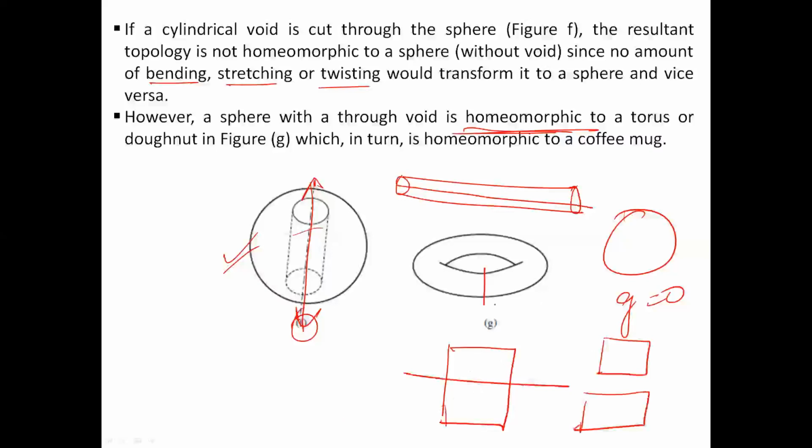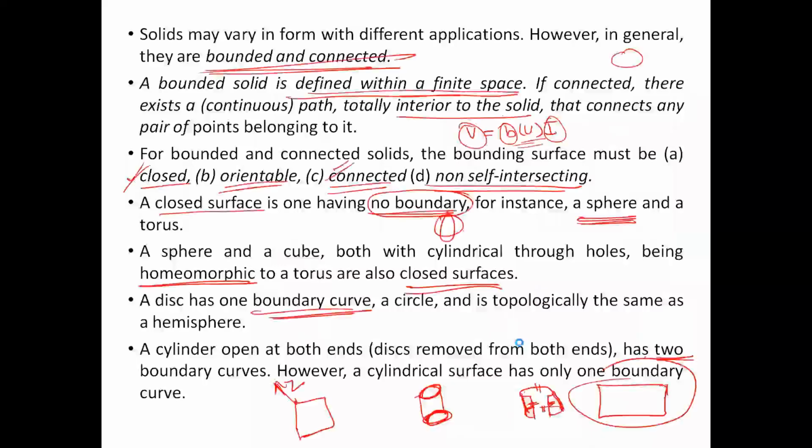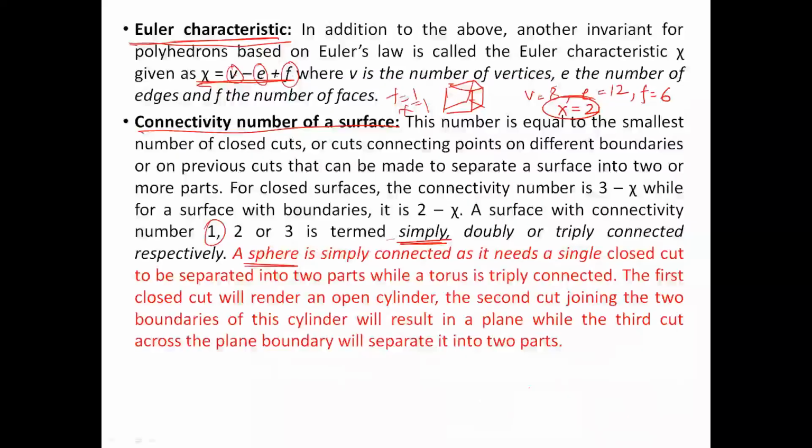सो कितने कट लगे? 1, 2, 3. ठीक है. So in order to cut a torus, the value is coming out to be 3. That means it is triply connected.